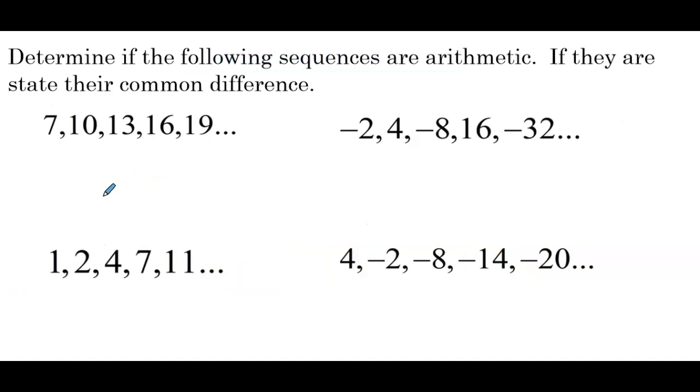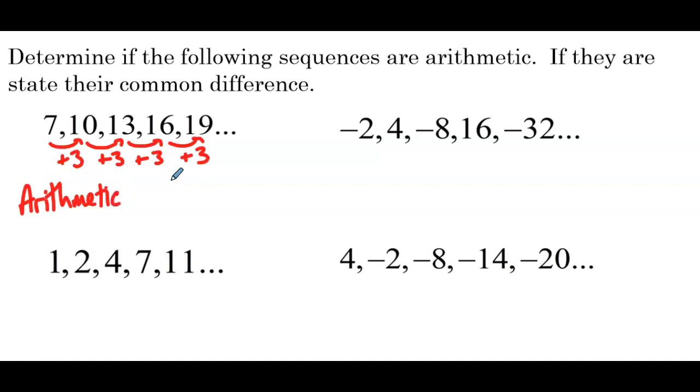Determine if the following sequences are arithmetic. If they are, state their common difference. So the first thing we have to be able to do is correctly identify arithmetic sequences. So the first sequence, 7, 10, 13, 16, 19, if we look from term to term, let's see, add 3, let's see if that holds. 10 to 13, add 3, 13 to 16, add 3, 16 to 19, add 3. So we are consistent, we're adding 3 to go from one term to the next. So this sequence is arithmetic, and the common difference is 3.